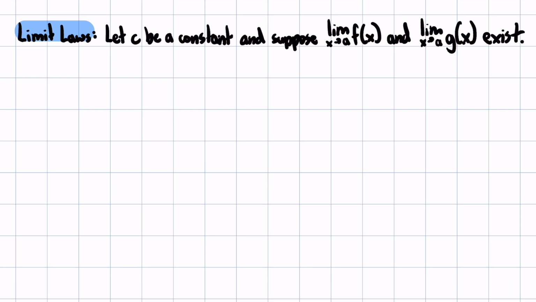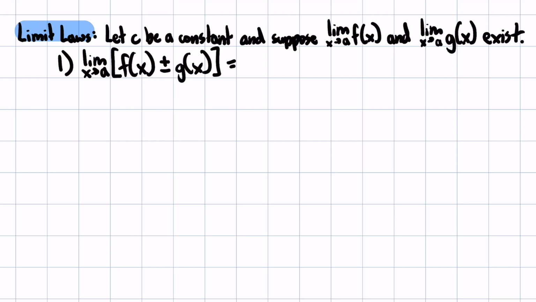So from there, we're going to start with sums and differences. If we have the limit as x approaches a of f of x plus or minus g of x, we can just separate this out along the plus sign or the minus sign. And so this becomes the limit of f of x plus or minus the limit of g of x.